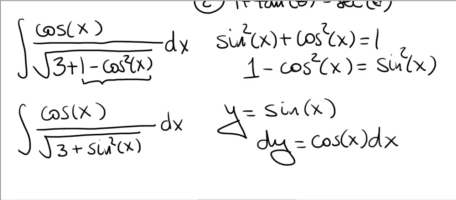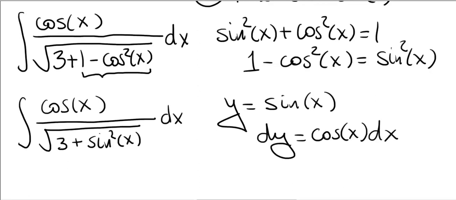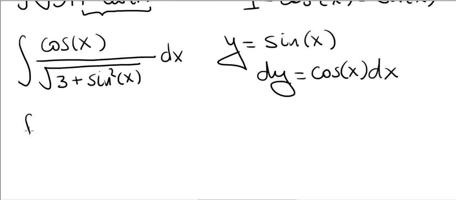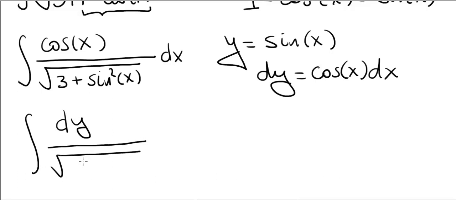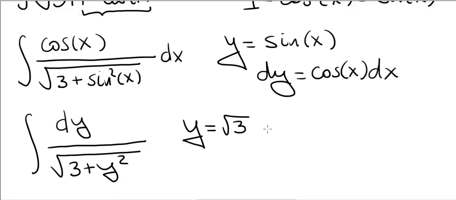And rewriting this integral in variable y, we have in the numerator cosine x dx, that's dy, and in the denominator we have the square root of 3 plus y squared. This integral is done by trig substitution. The substitution is y equals square root of a constant, which is square root of 3, and because of the plus, times tangent of theta.